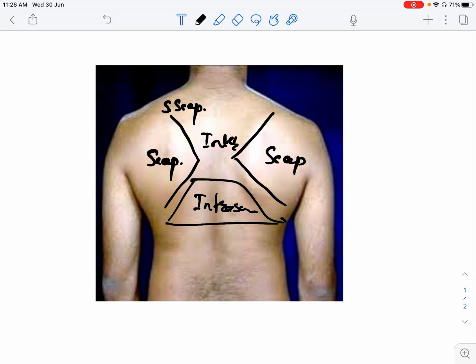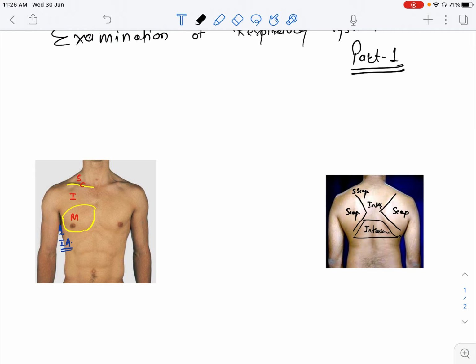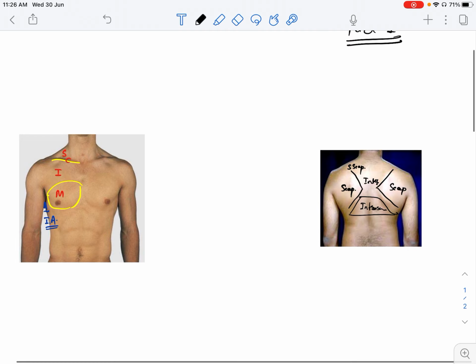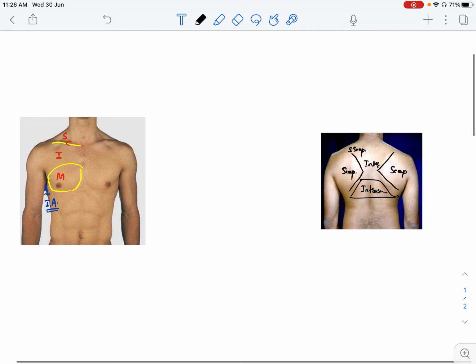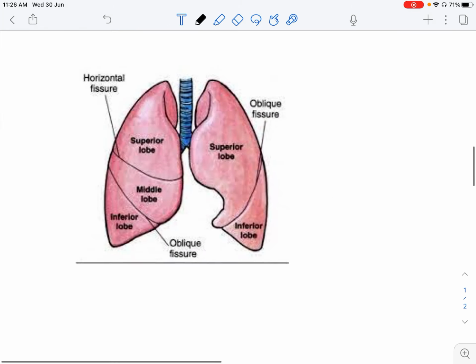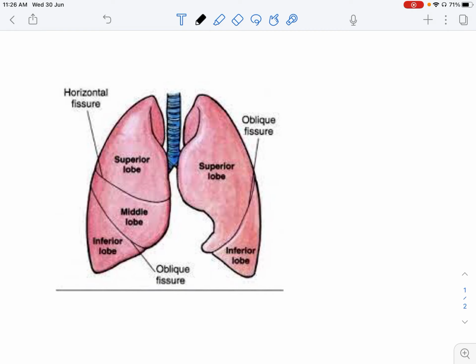Okay, clear? So anteriorly there are 4 areas, lateral area have 2 areas, and posteriorly we have total of 4 areas. The interscapular area and infrascapular area are kind of shared. So after knowing the basic areas over the thorax or chest, we'll come down to another important concept, that is the concept of lung fissures. See, the right lung is divided into 3 lobes, superior, middle, and inferior, and the left lung is divided into 2 lobes, superior and inferior lobe.